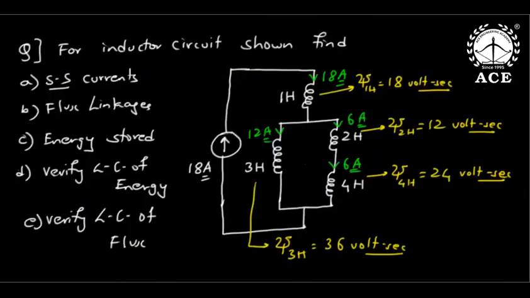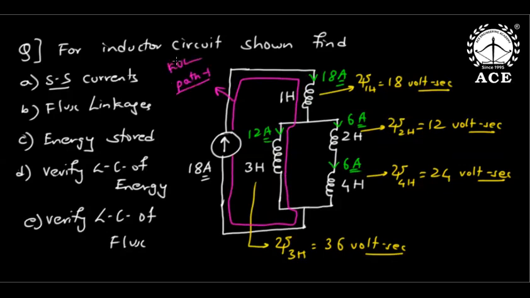Now see here very carefully. There are two possible KVL paths. From here to here, this pink color is path 1. I will write neatly. This pink color is KVL path 1.